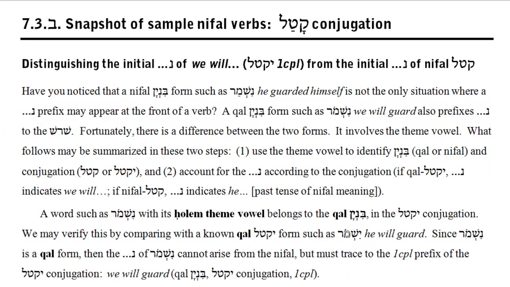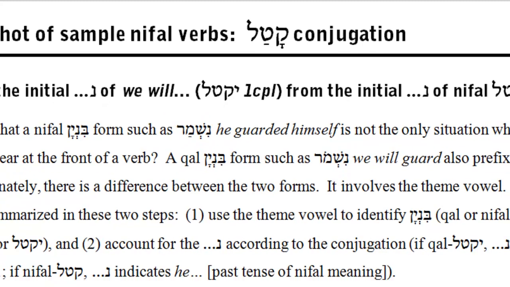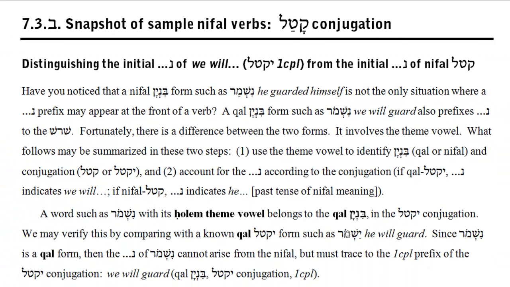Here's the appendix portion corresponding to Sheva Nikud Shalosh Nikud Beit. Notice the words nishmar and nishmor. In one instance, the prefix nun stems from the Nifal. In the other, the nun stems from the pronominal prefix we will. It will be the theme vowel that will help us tell these 2 forms apart.